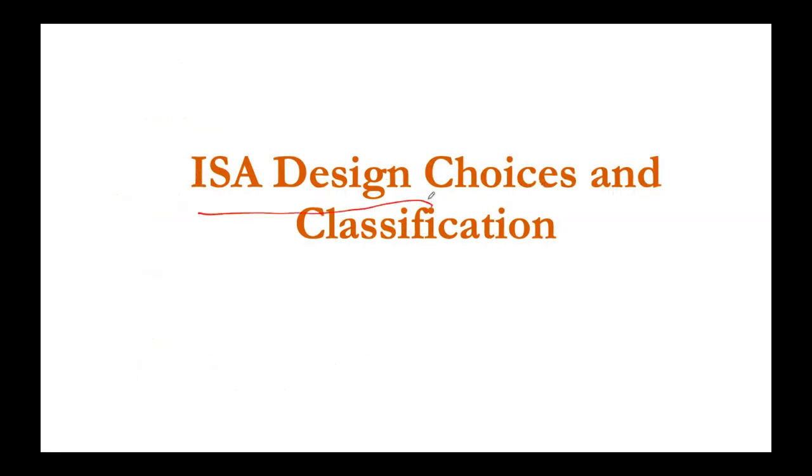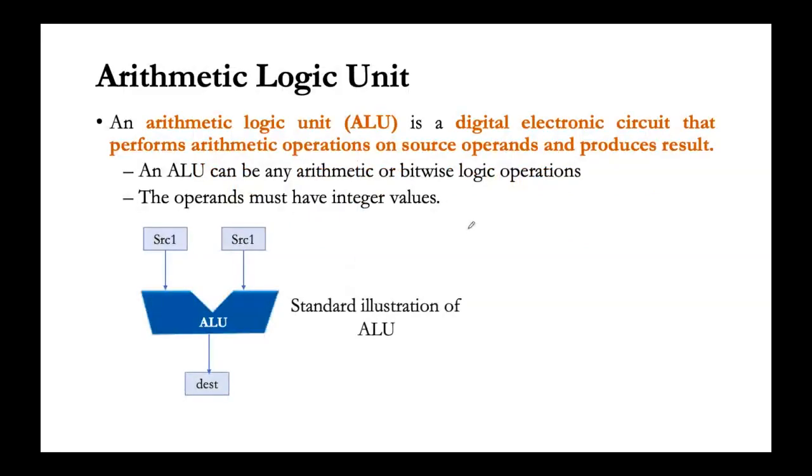We come to the design choice later. First we try to classify. After the ISA classification, we come and talk about the ISA design. But the word design talks about the hardware part. In the hardware part, ISA design mainly focuses on the ALU, arithmetic and logic unit. That is the hardware unit. This ALU is a digital electronic circuit that performs arithmetic operations on source operands and produces the result.